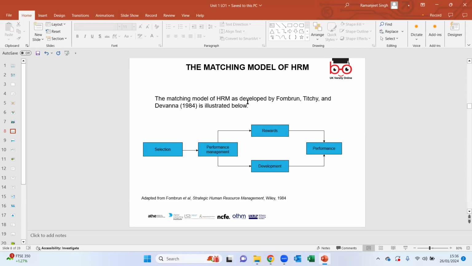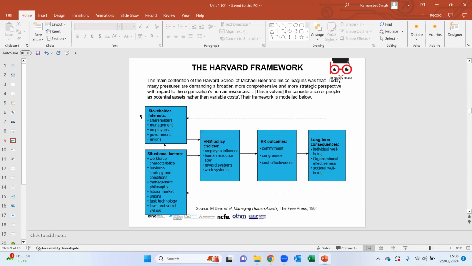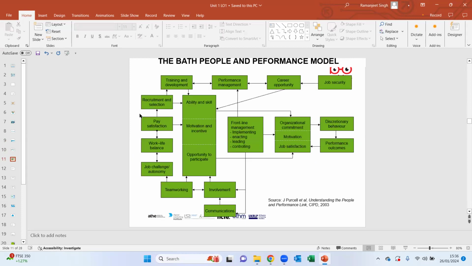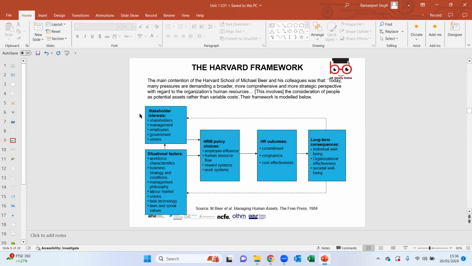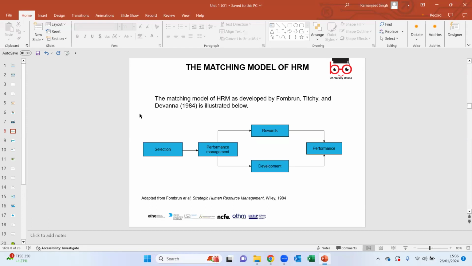If we go for soft, so definitely, how do we know? I have different models that I'm going to explain today. I have the matching model, Harvard framework, David Guest model, and Bath people model. All of these models are different approaches. As I move to the next model, one of them would be an example for soft HRM as well, so you'll understand that. This is the hard scenario. This model, the matching model, is a hard HRM model.